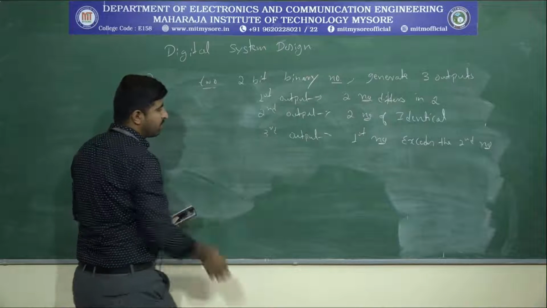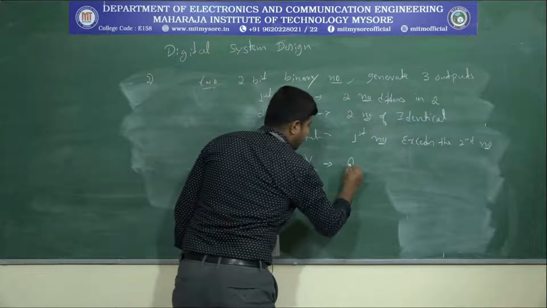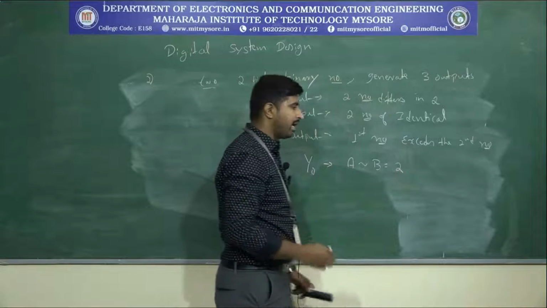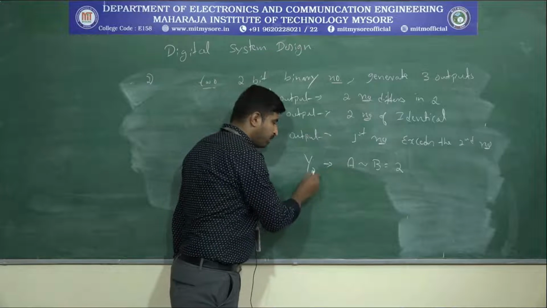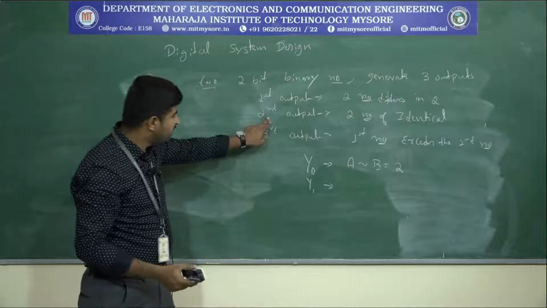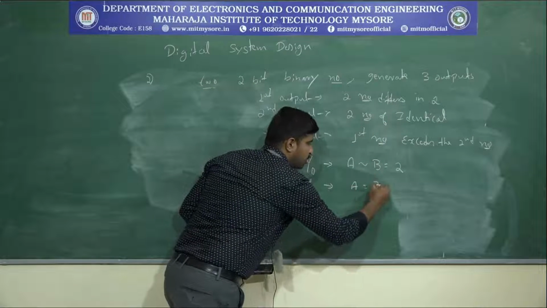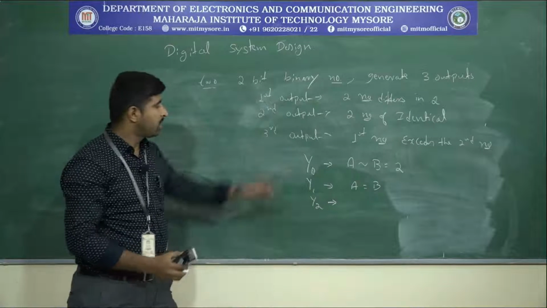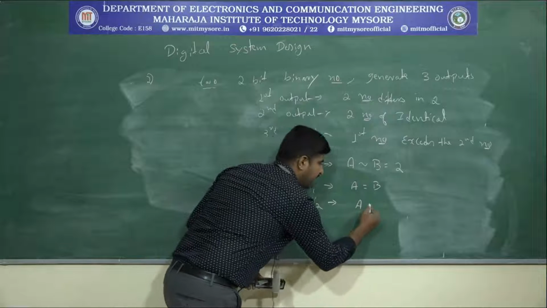The conditions are given: Y0 will be true when the difference of A and B is equal to 2. When A and B differ by 2, then only Y0 will be enabled. Y1 will be enabled, or true, as the second output, when the two numbers are identical, that means A equals B. And Y2 will be the output when the first number exceeds the second number, that indicates A is greater than B.